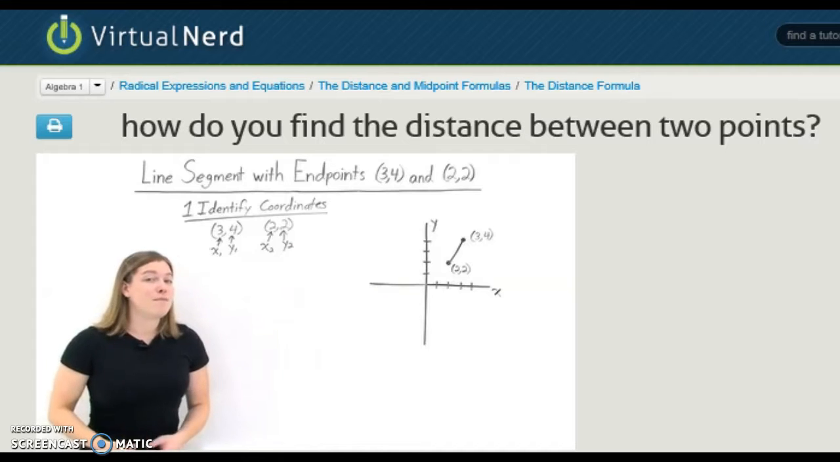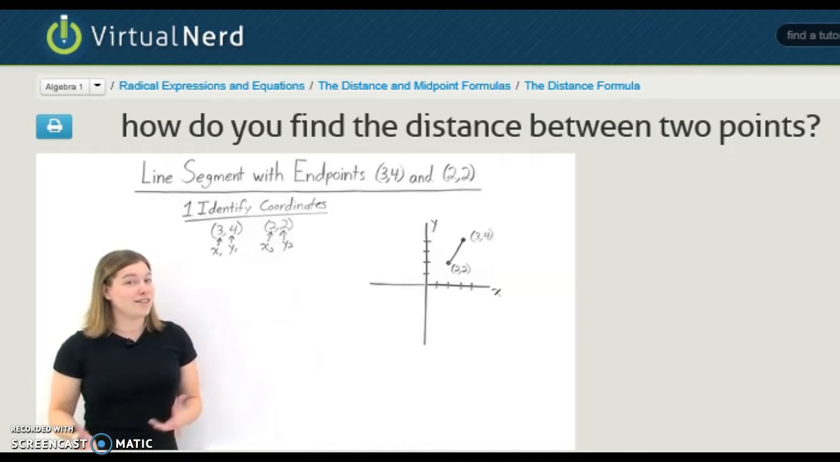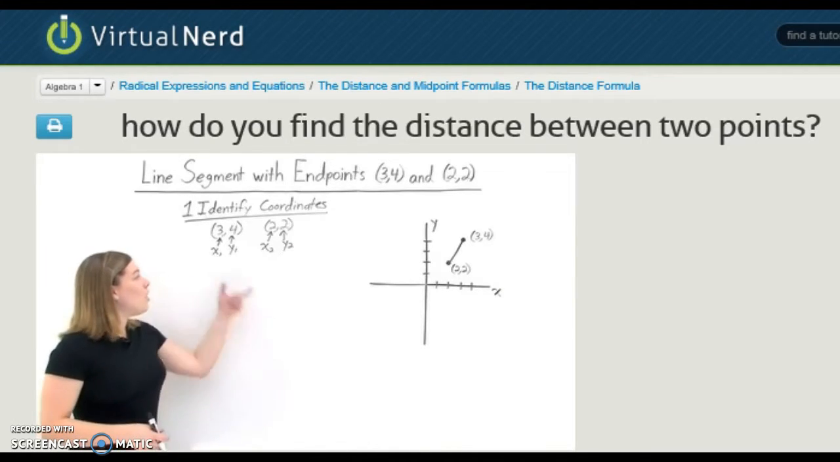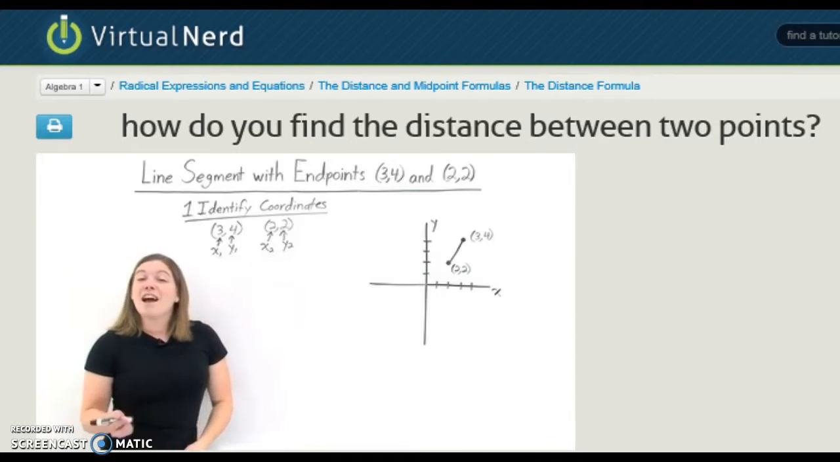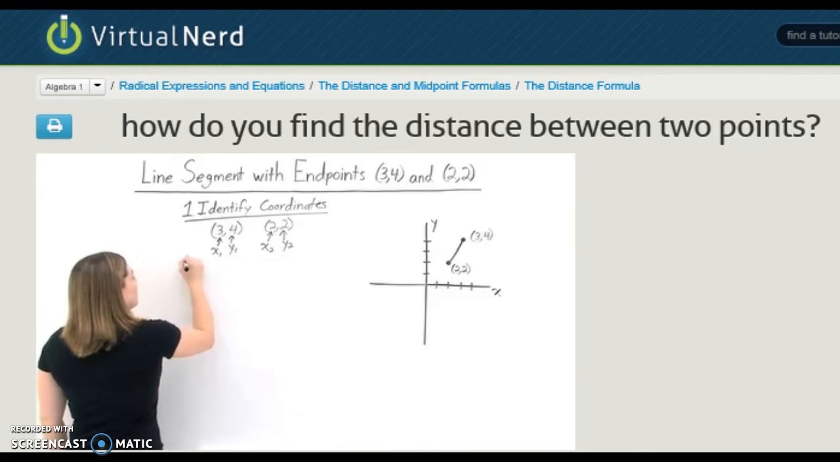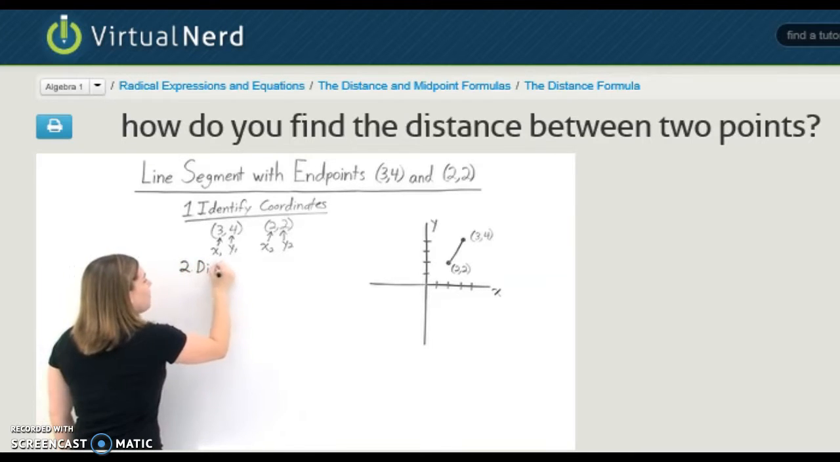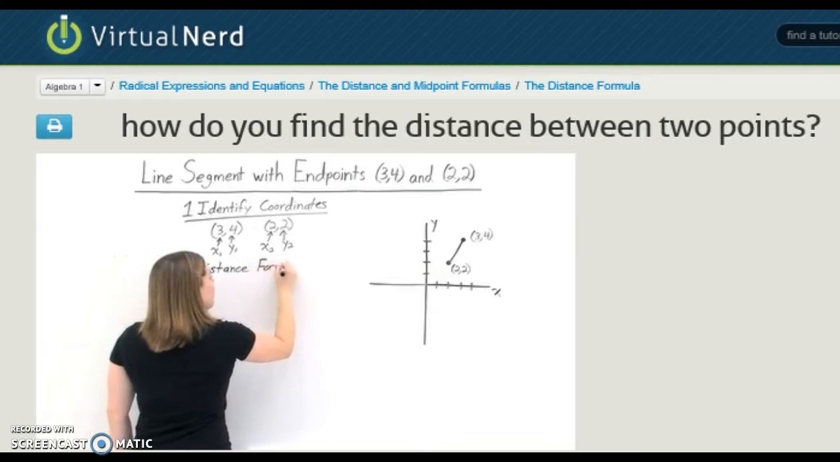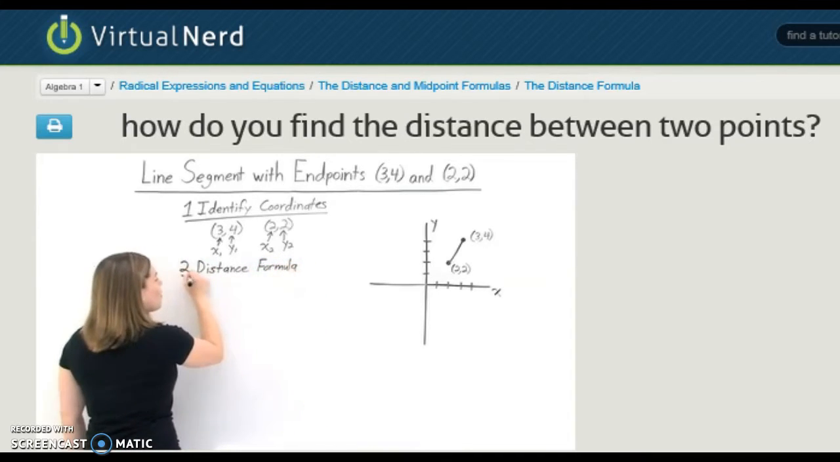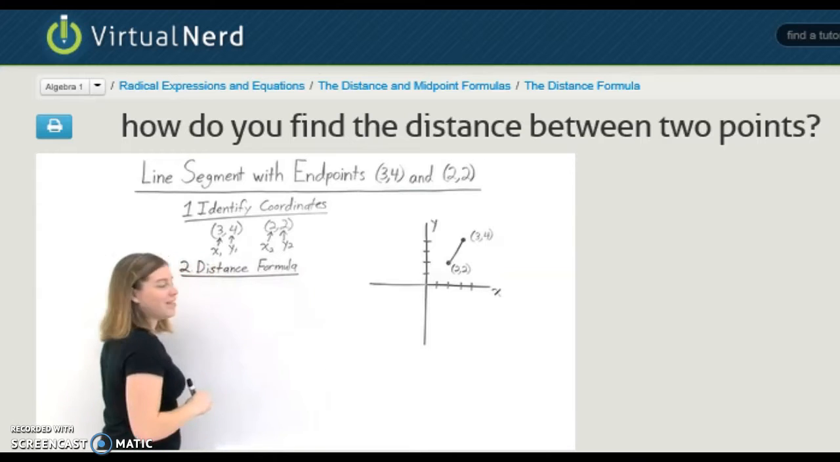Now remember, it doesn't matter which ones you pick to be the 1s and which ones to be the 2s. As long as you keep them paired together, you'll get the same answer. Now that we've identified our coordinates, let's recall the distance formula. Remember, the distance formula is the formula that we use to find the distance, or the length, between two endpoints.